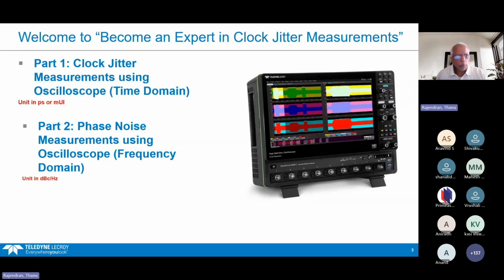Like I said, there are two main parameters that we are going to measure. One is the clock jitter in time domain, and the other is the phase noise in the frequency domain. Now, if you take a clock, the clock has an edge which determines when everything has to happen, time synchronized with this edge.